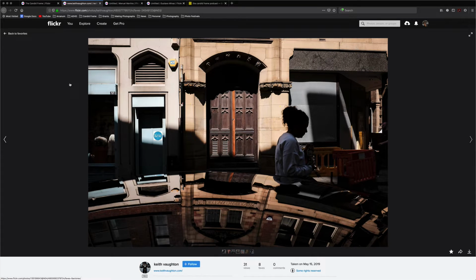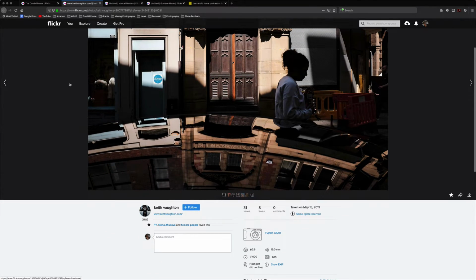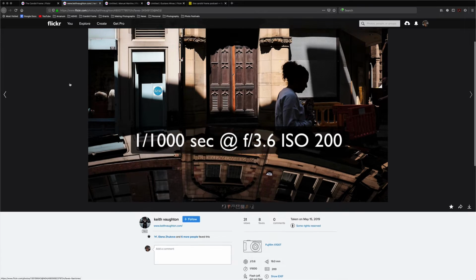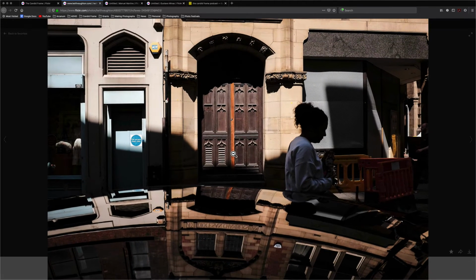Okay, here we have a shot by Keith Vaughton. This was made with a Fujifilm X100T at 1,000th of a second, f3.6, ISO 200. Now, this is a great street scene. You have this facade for this building that's behind. You have a great door. You have the storefronts to the left and to the right. And the light here is fantastic.